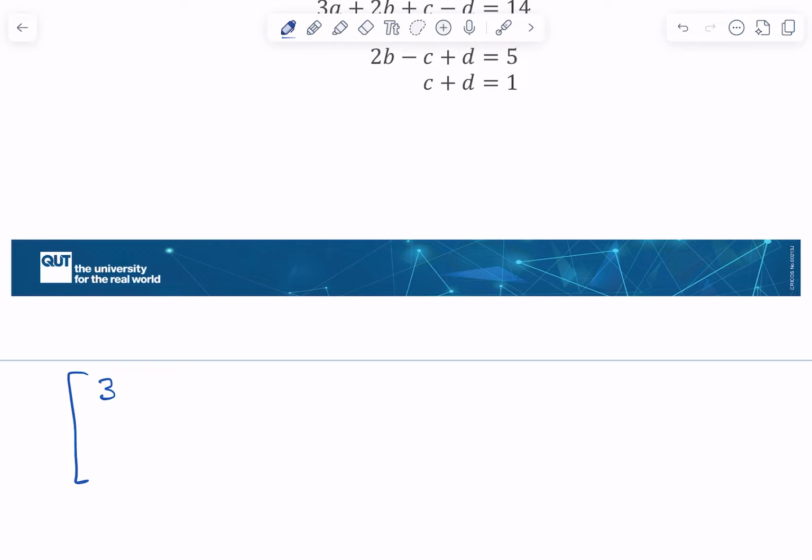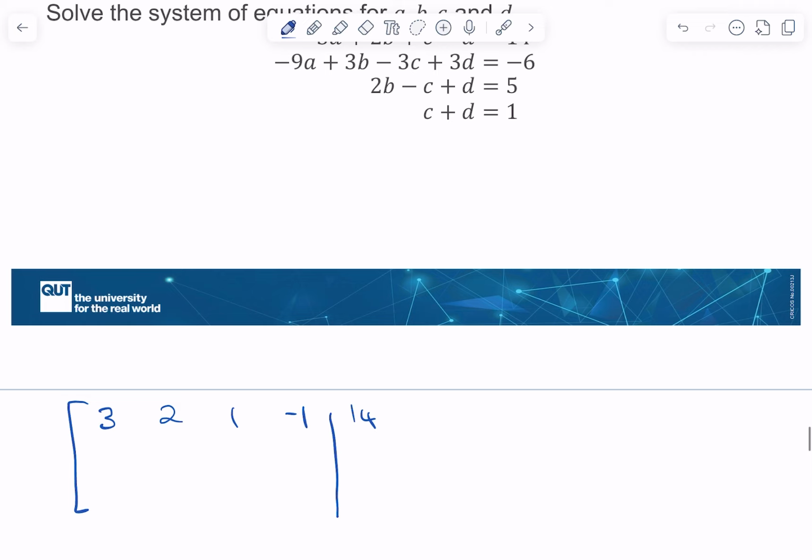The augmented matrix is 3, 2, 1, minus 1, and 14; minus 9, 3, minus 3, 3, and minus 6; 0, 2, minus 1, 1, and 5; and finally 0, 0, 1, 1, and 1.